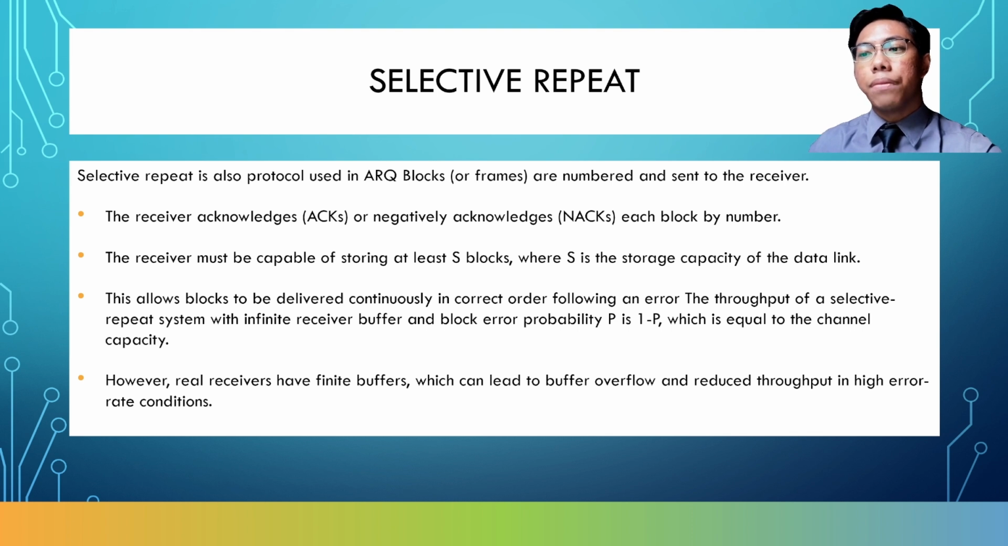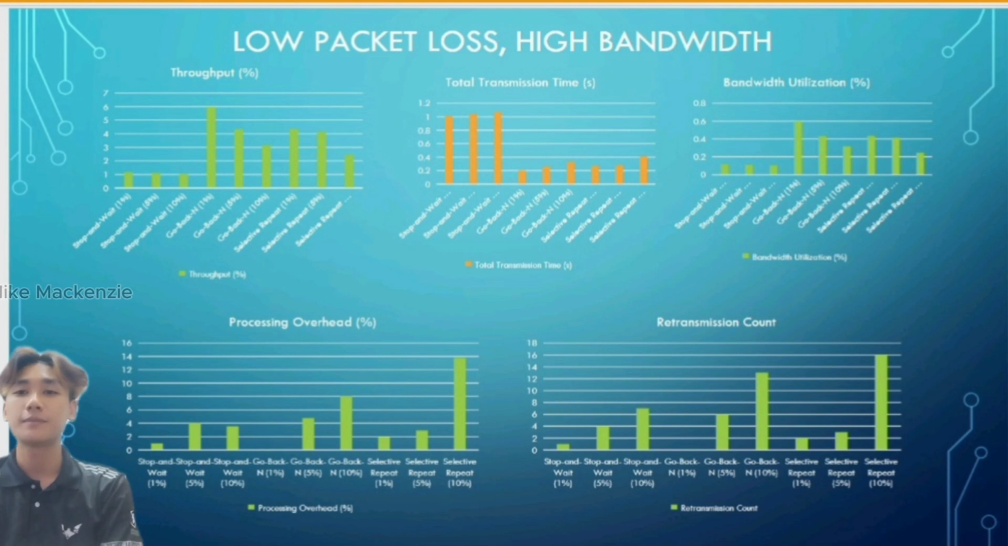The throughput of a selective repeat system with an infinite receiver buffer and block error probability P is 1 minus P, which is equal to the channel capacity. However, real receivers have a finite buffer, which can lead to buffer overflows and reduce throughput in high error rate conditions.